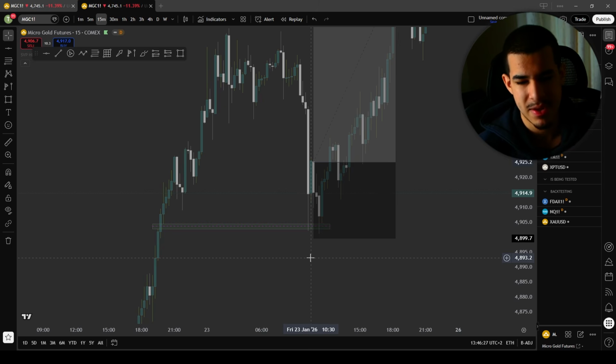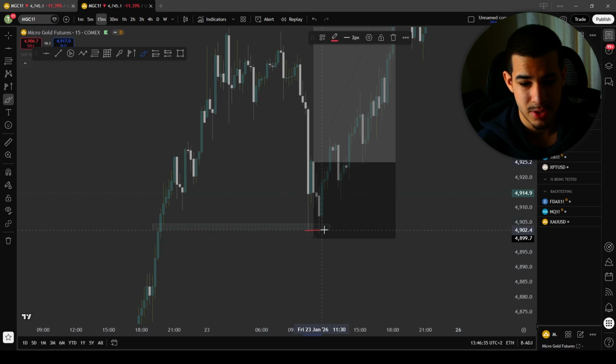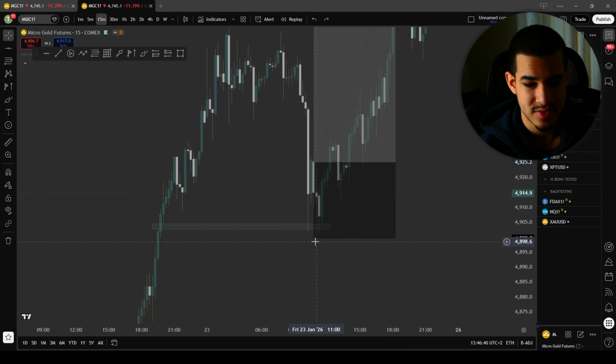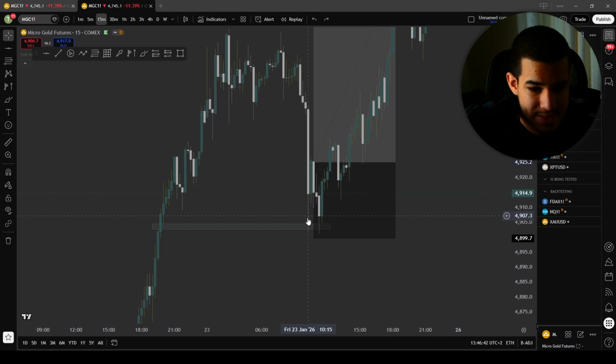Well, it always depends on your time, but if it's before a new session and you take an entry, it has a very high chance of sweeping liquidity before. In this example, it did sweep liquidity, but luckily my stop loss was below that, so I did not get stopped out, and that's it.